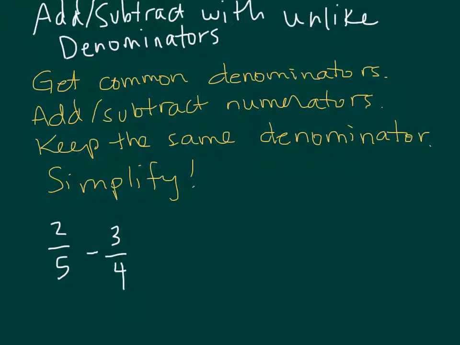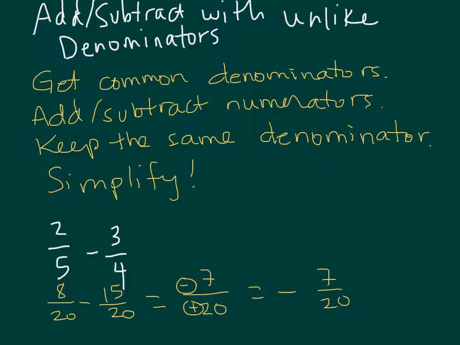So I'm going to make these both be out of 20. So if I do 5 times 4 is 20, 2 times 4 is 8, 4 times 5 is 20, 3 times 5 is 15. So 8/20 minus 15/20. So 8 minus 15 is -7, and I keep the same denominator. But then I want to rewrite that fraction. I can't simplify the numbers, but I have one negative, one positive, so it's -7/20 as my final answer.